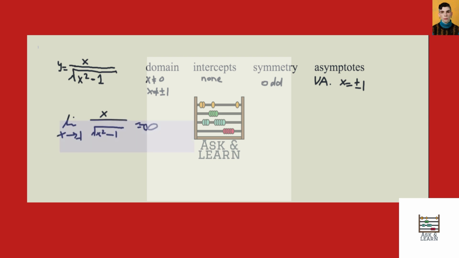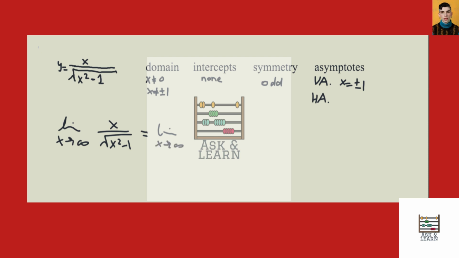All right, and now for the horizontal asymptote. The horizontal asymptote is where the limit approaches infinity or negative infinity. So the limit as x approaches infinity of our function x over the square root of x squared minus 1. If we factor out x squared in the denominator, we get the limit as x approaches infinity of x over the square root of x squared times 1 minus 1 over x squared.